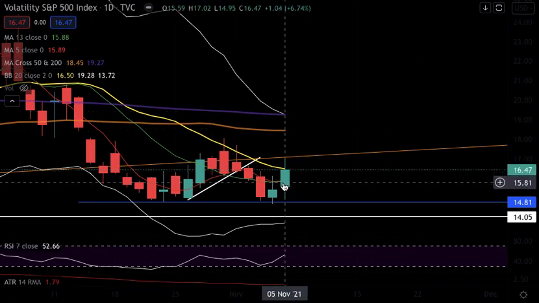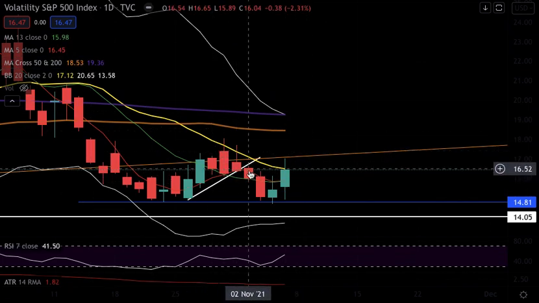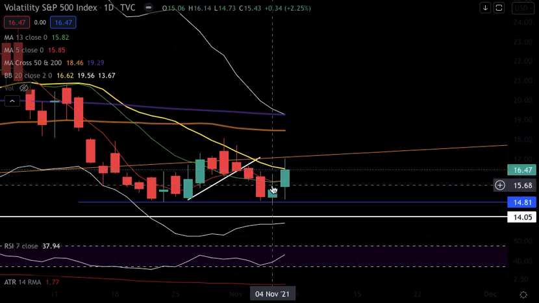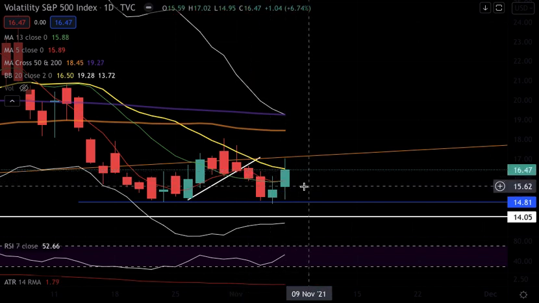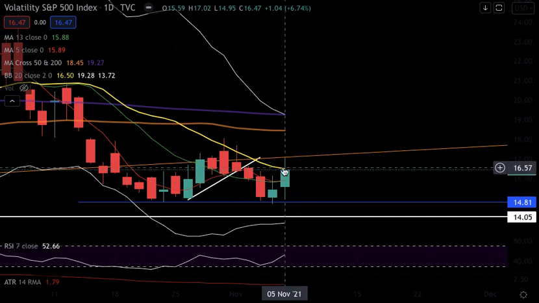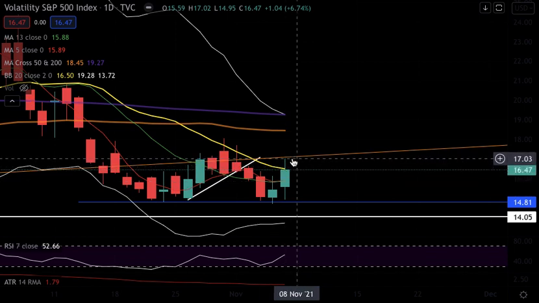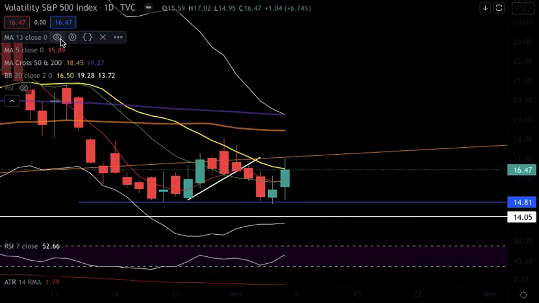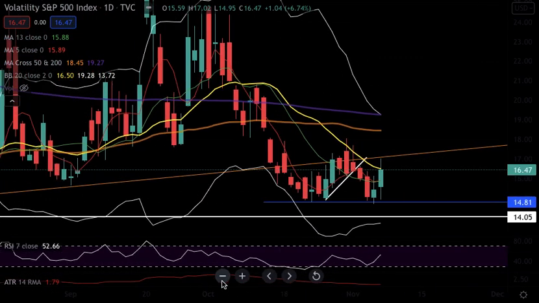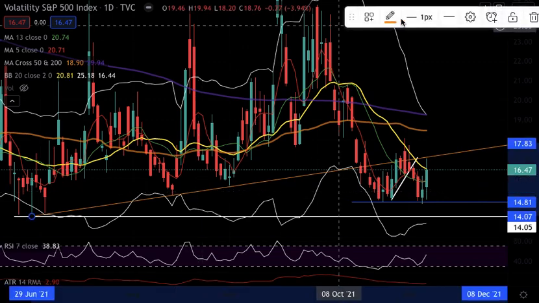So it closed for the first time in a little bit, not too long, but it closed above the 13 and the 5-day moving average. It went above the 20, came and tested the previous breakout level, the orange line. This orange line, I changed it to white.